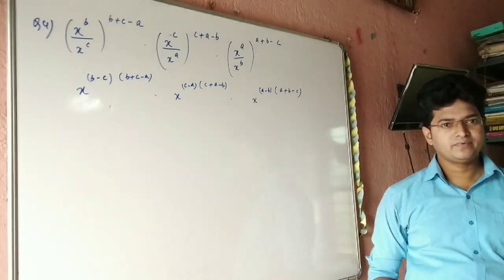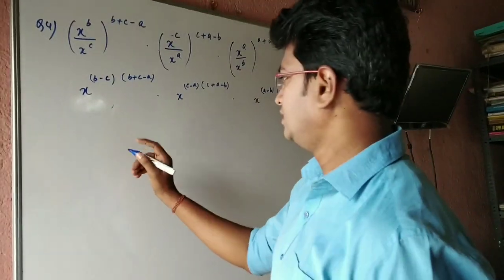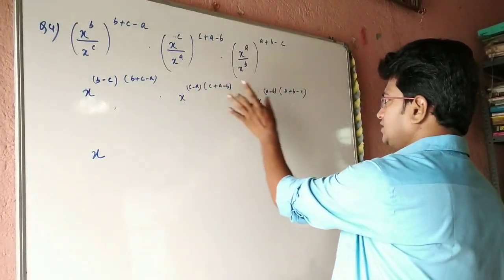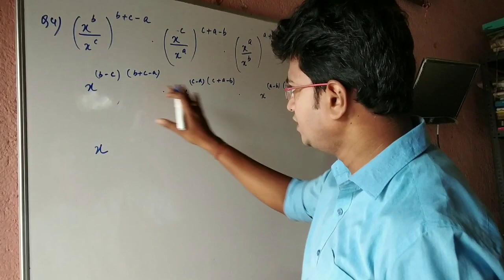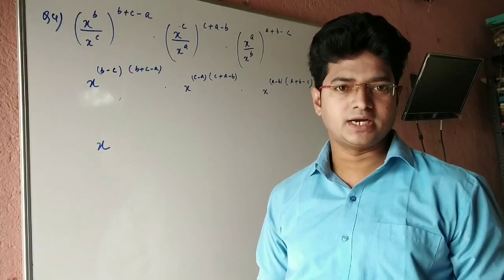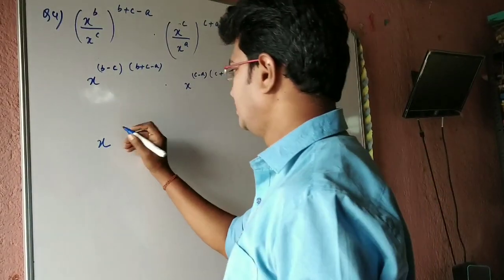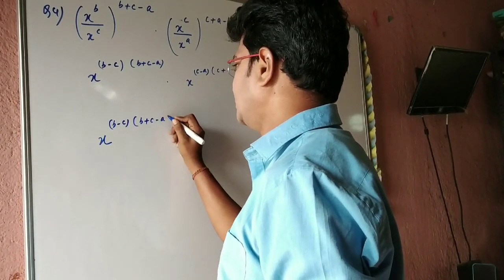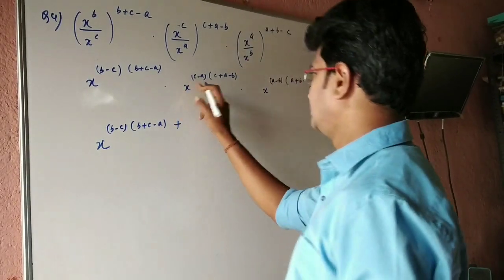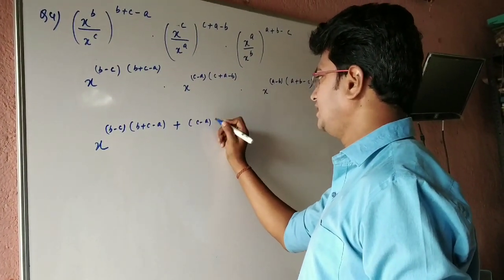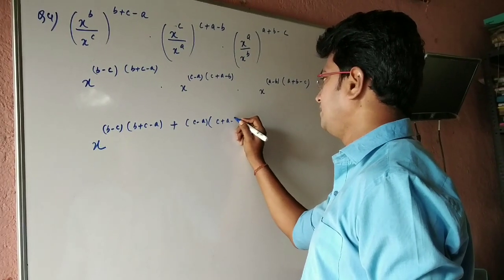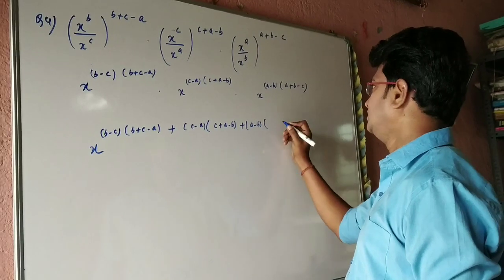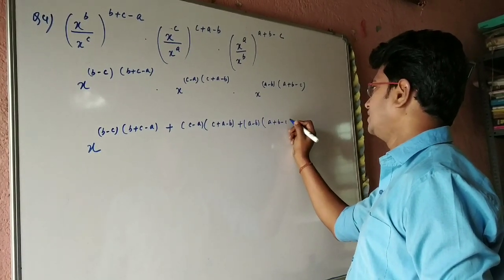Next step, we are going to expand it. Here we have x to the power this much into x to the power this much into x to the power this much. Since we know that in multiplication we need to add up the powers, we add up the powers. So it is b minus c, b plus c minus a; here c minus a and c plus a minus b; and a minus b, and here a plus b minus c.